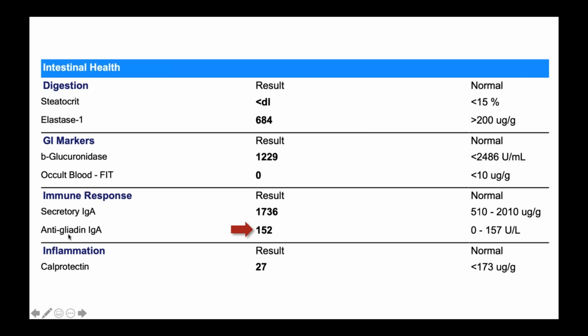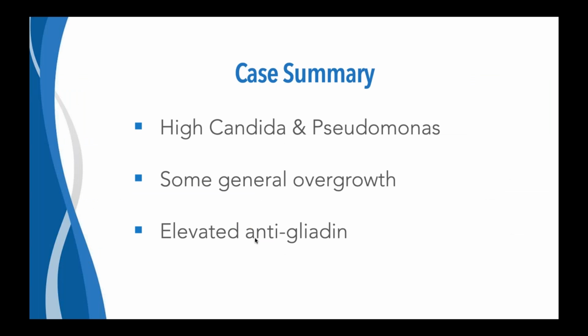That's certainly true of this marker that we flagged here, the anti-gliadin IgA. You can see that the cutoff for being considered high is 157, and the anti-gliadin result for this patient was 152, so quite close to that cutoff level. So we would certainly consider that suspect and probably high normal. That may be indicative of some gluten reactivity, for example, or just a general set of circumstances that are leading to a higher level of reactivity overall.